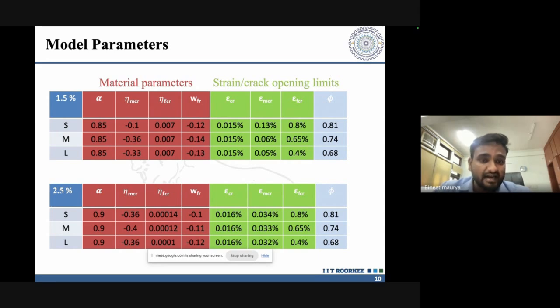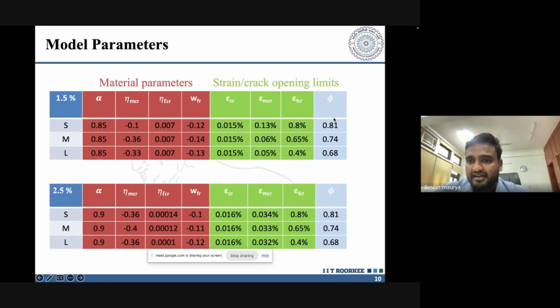sizes. At the same time, if I talk about the 2.5% fiber content, the material property is slightly improved compared to a smaller fiber content, which is very obvious because the bridging property will improve. So these are the model parameters we have derived. And one more thing, the fiber orientation factor.